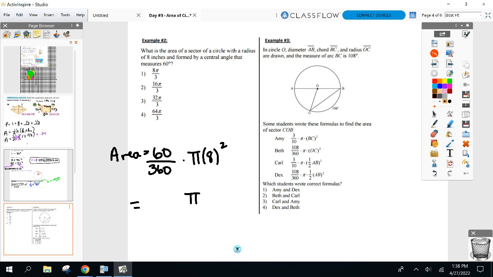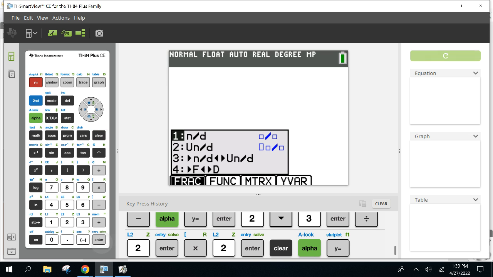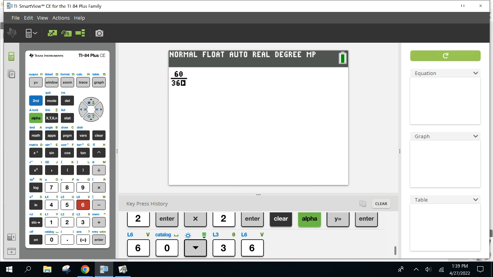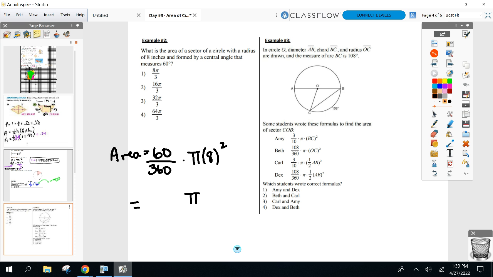All right, let's pick up our calculator and figure out the rest. What do I mean by the rest? 60 over 360, right? What do you multiply that by? What's left after I took the pi out? 8 squared, or you could put 64 too. And there it is, 32 over 3. So that's all I do when I leave it in terms of pi. I take the pi out and I multiply everything else. 32 over 3.